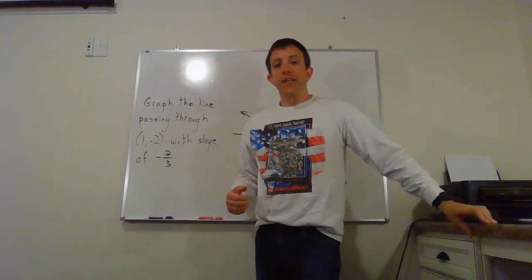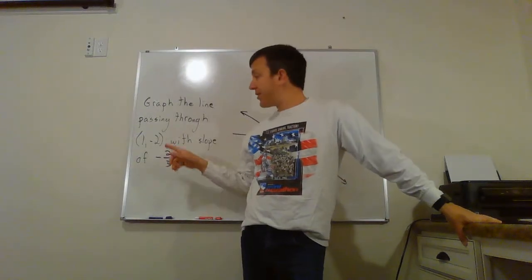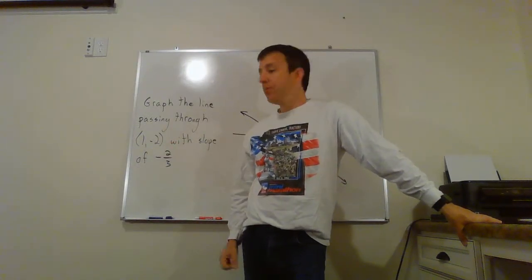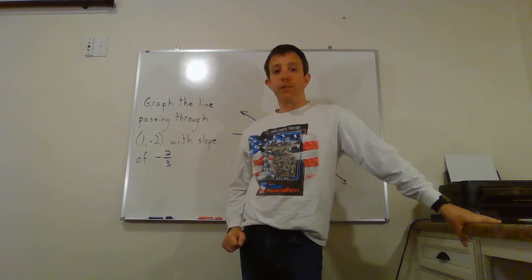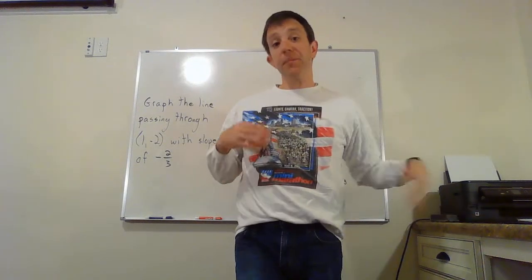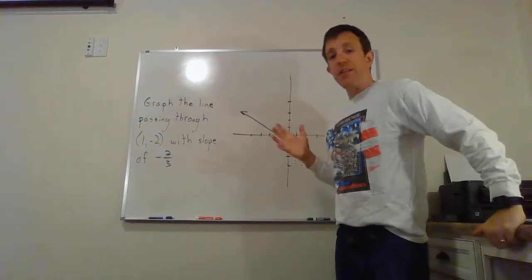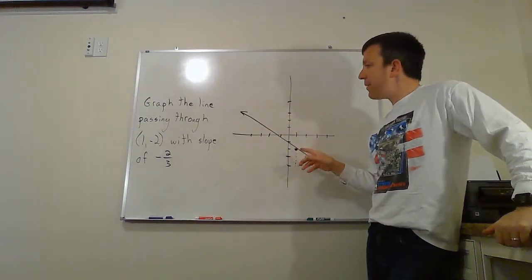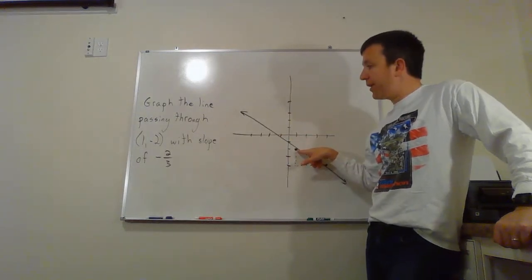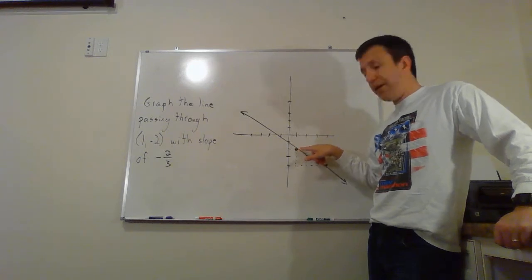All right, the last example that I want to do is this problem. Graph the line passing through the point 1, negative 2 with a slope of negative 2/3. So this is a kind of an interesting little problem, and it's going to turn out to be really handy here pretty quick, like in the next section that we cover. But basically, here's what we do. We start at the point that we have. I gave us the point 1, negative 2, so here's 1, negative 2 right there.